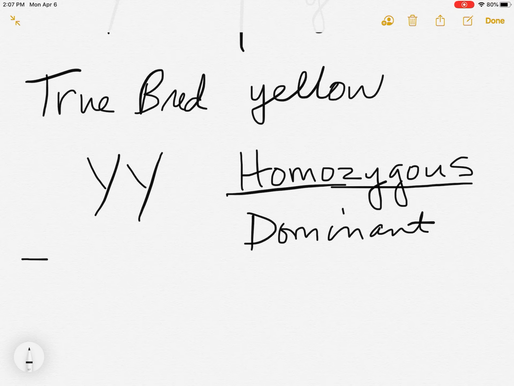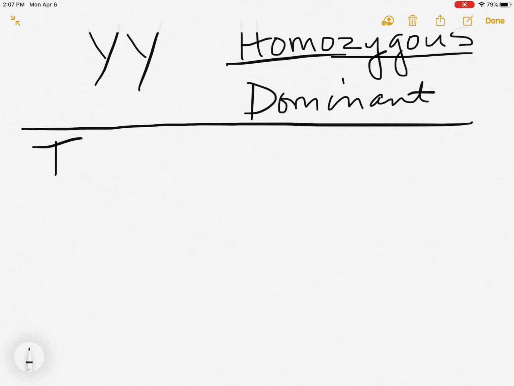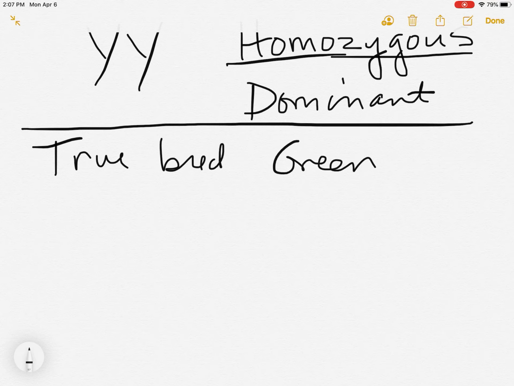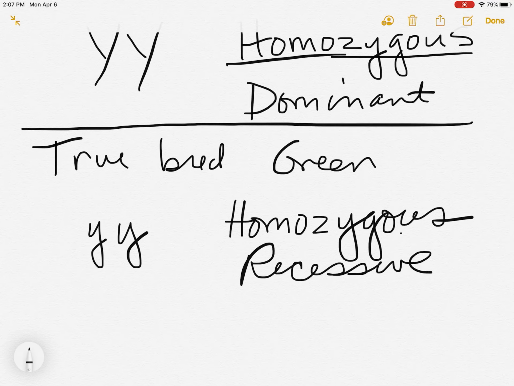Okay. True-bred green would have only green alleles. So true-bred green peas that never made yellow would both have two alleles like this, and that's called homozygous recessive. Two of the same, but it's the recessive ones. Let's see what happens if we were to cross two of these plants.